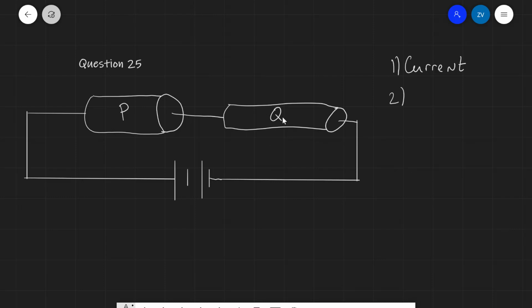Now, because they're made out of the same material, additionally, the resistivity will also be the same, because the resistivity only depends on the type of the material and not on the shape or the size of the material. Therefore, the correct answer is B.